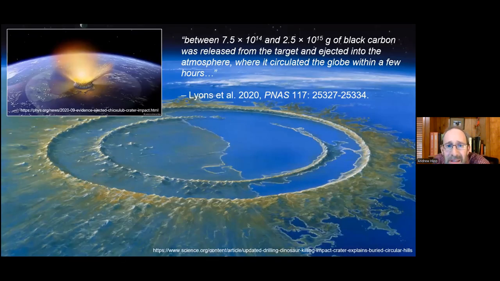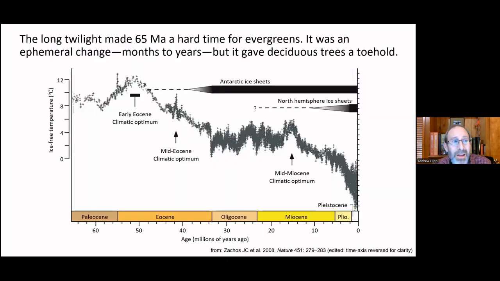At 65 million years ago, an asteroid smashes into the globe, right? Dinosaurs go extinct. There's a big reshuffling of mammals. Mammals gain their ascendancy. There's a reshuffling of the flora. And in this long twilight that resulted, we get this smash right here, an asteroid hitting the Earth. It got very cold for a period of months to years.